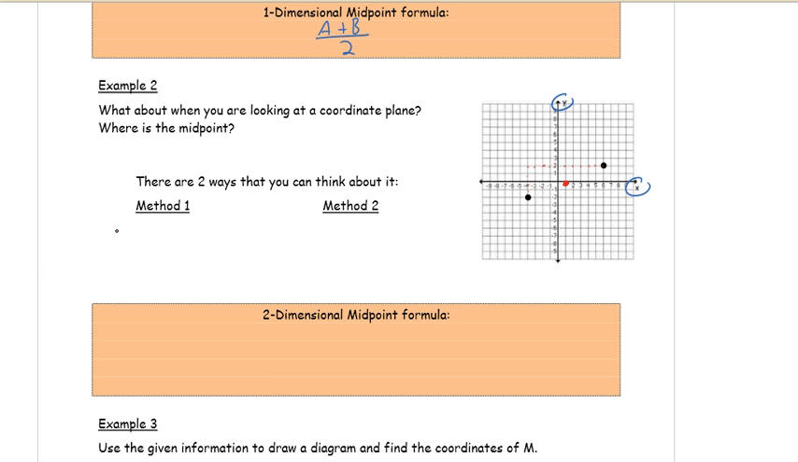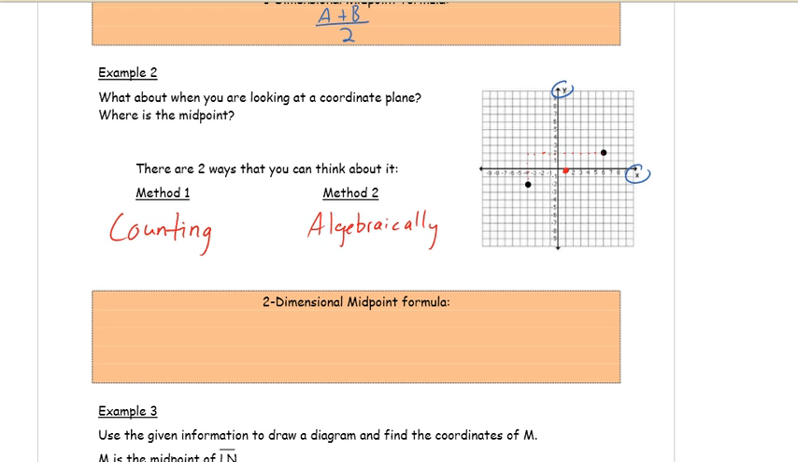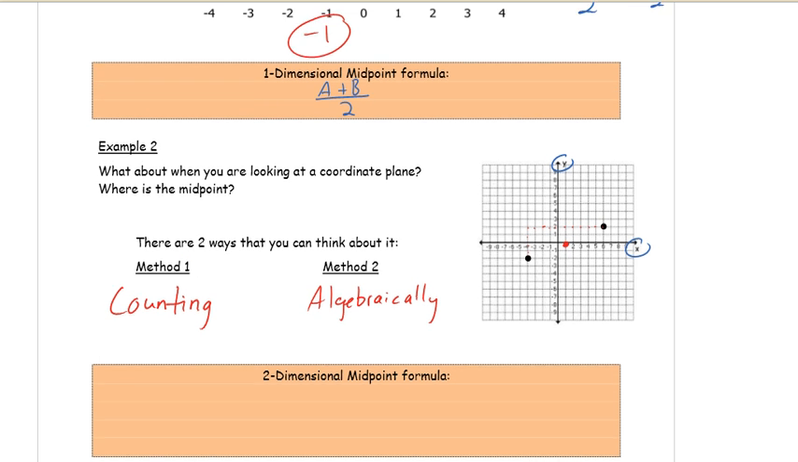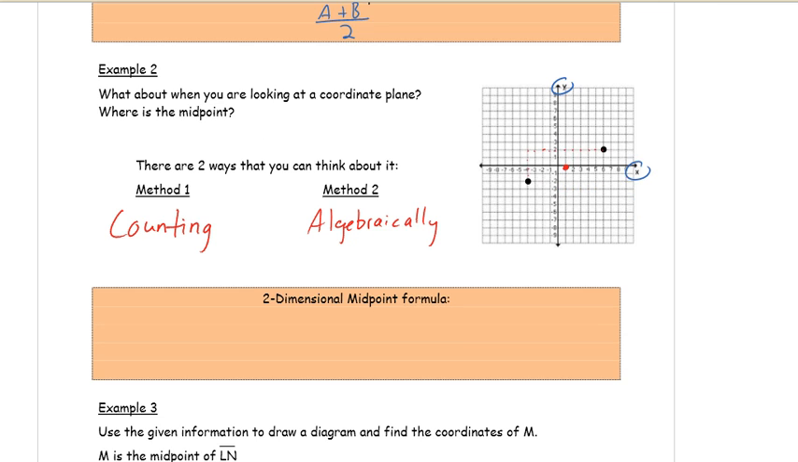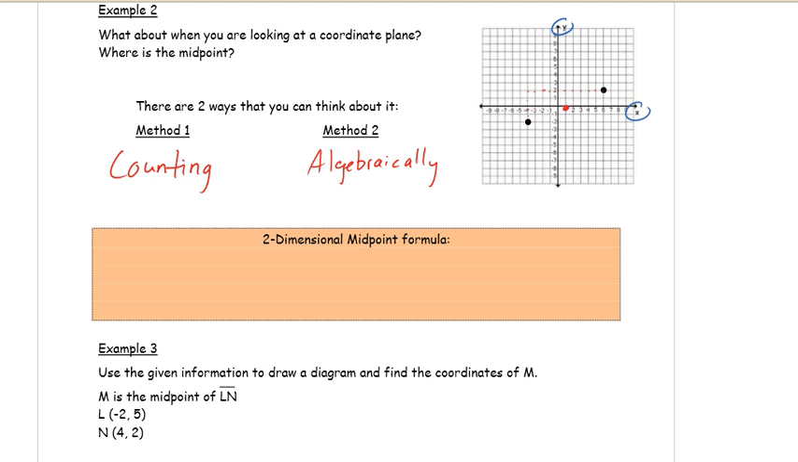So the first way you can do it is by counting. Counting isn't very efficient, as we talked about in the first one. The second way you can do it is algebraically. Okay, this is going to be the more efficient, the quicker way to do this. So, just like you did in A plus B divided by 2, finding the average of those 2 points, now what you're going to do is find the average 2 different times, because we can move up in y's, we can move over in x's.